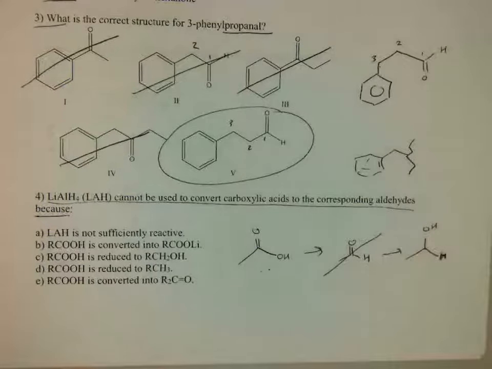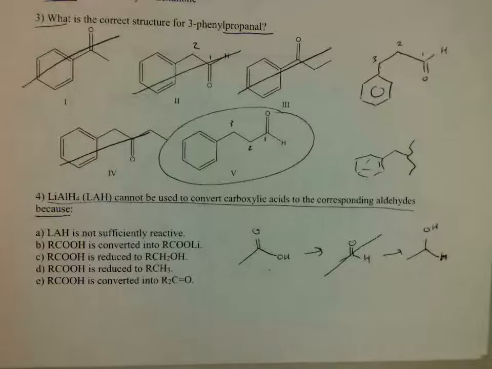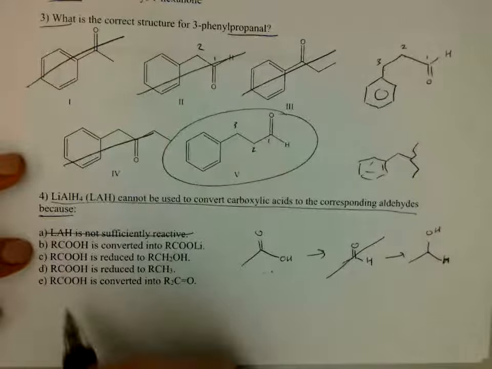This is going to be a very fast intermediate. It barely forms before it's being reduced even further. So it's going to go all the way to the alcohol. So the right answer is whichever one says that. Not sufficiently active is not right. It's so reactive it goes too far.